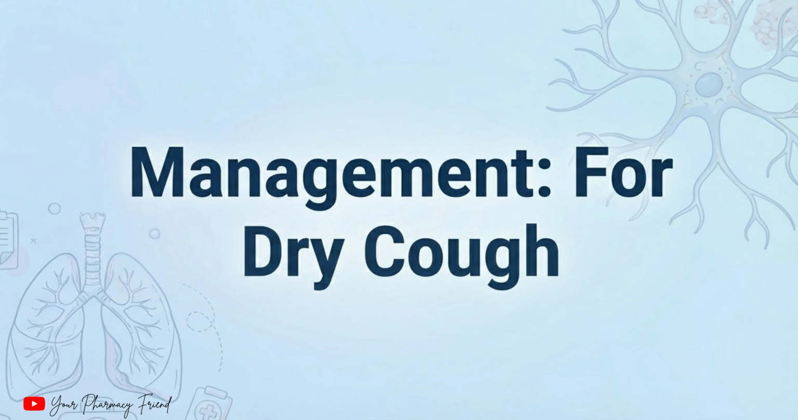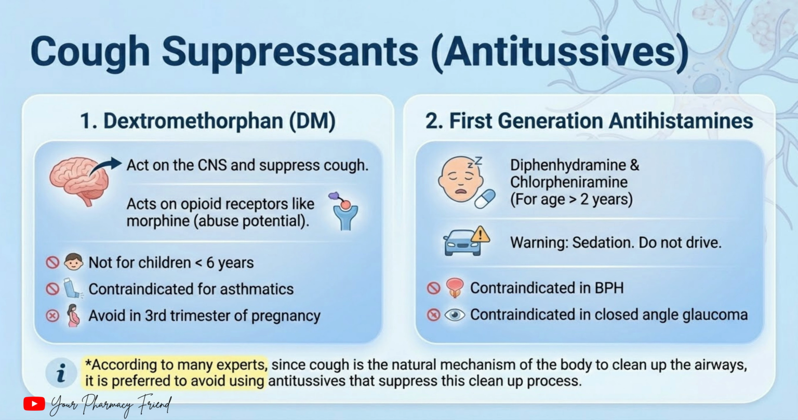Let's now look at the management strategies for a dry cough. Cough suppressants, or antitussives, include dextromethorphan, DM, which acts on the CNS, and first-generation antihistamines. Dextromethorphan is the most widely used antitussive. However, it has abuse potential at high doses due to its action on opioid receptors. It should not be used in children under 6 years of age, is contraindicated in asthma, and is best avoided during the third trimester of pregnancy.